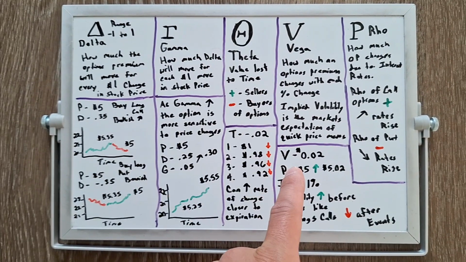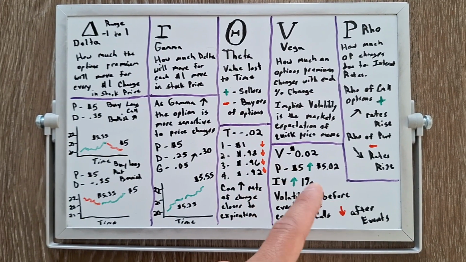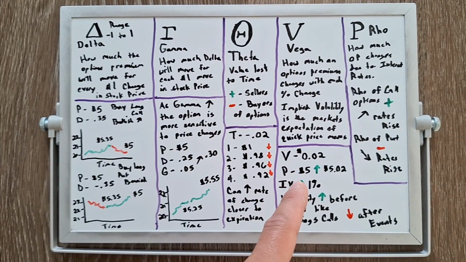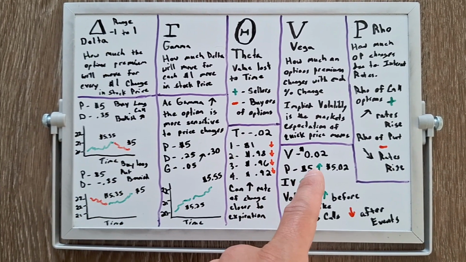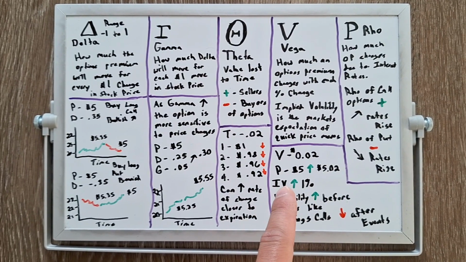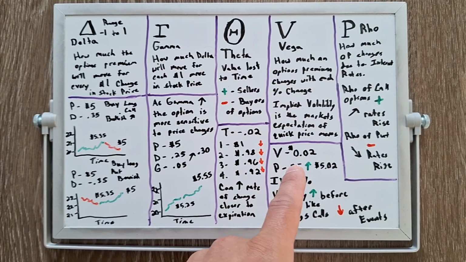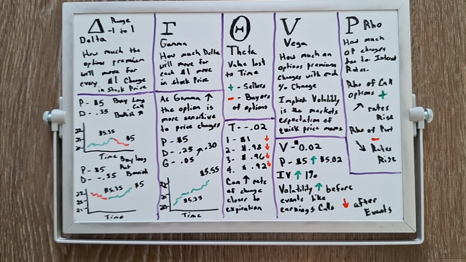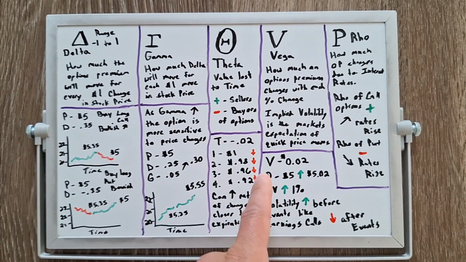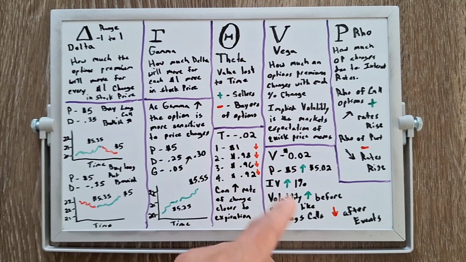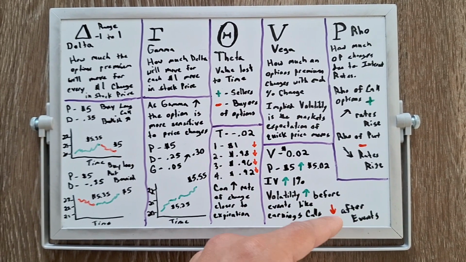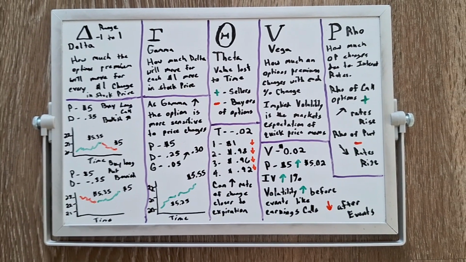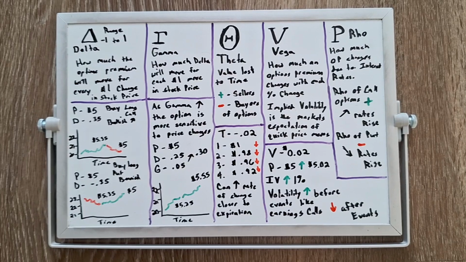So if you have a Vega of, say, 0.02, let's say your option costs $5. We'll just keep it consistent. For each 1% increase in implied volatility, your option premium is also going to increase by 2 cents. Usually volatility is greater before events like earnings calls, and then after events, everybody knows what's going on. They have the information, so everything is a little bit more calm and chill.